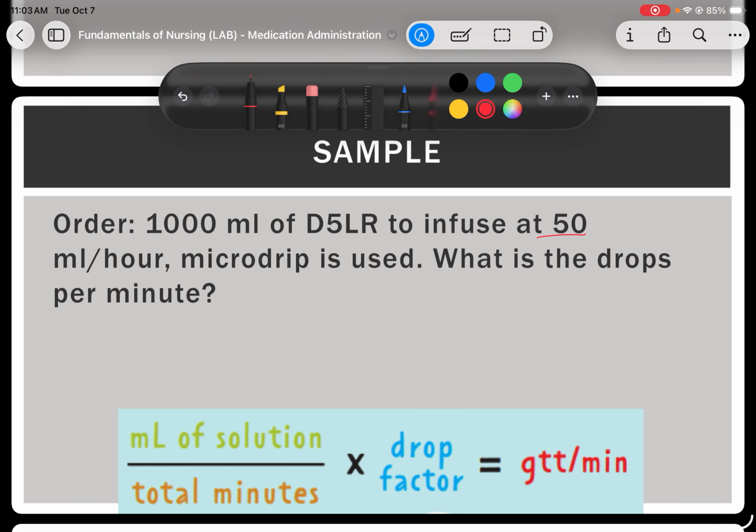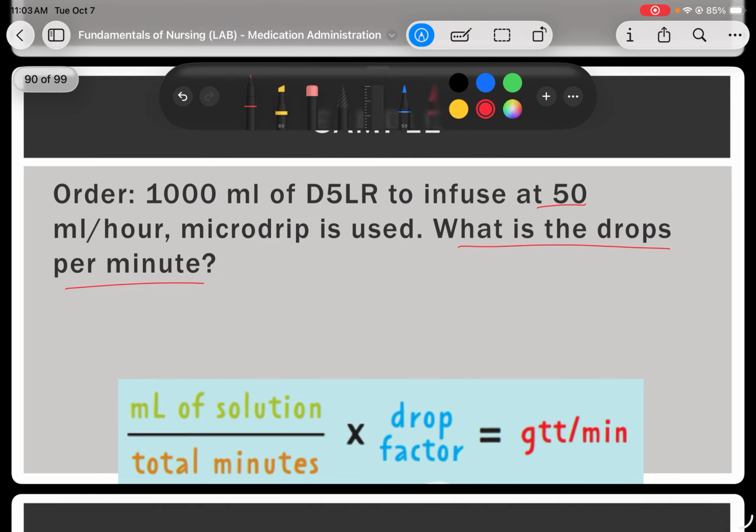1000 ml of D5LR to infuse at 50 ml per hour. Microdrip is used. What is the number of drops per minute? Okay? What is the number of drops per minute? Now, what is the first thing I told you? Number one, read the question. What is the number of drops per minute? So, we are gonna use this formula since it's looking for drops per minute, diba?